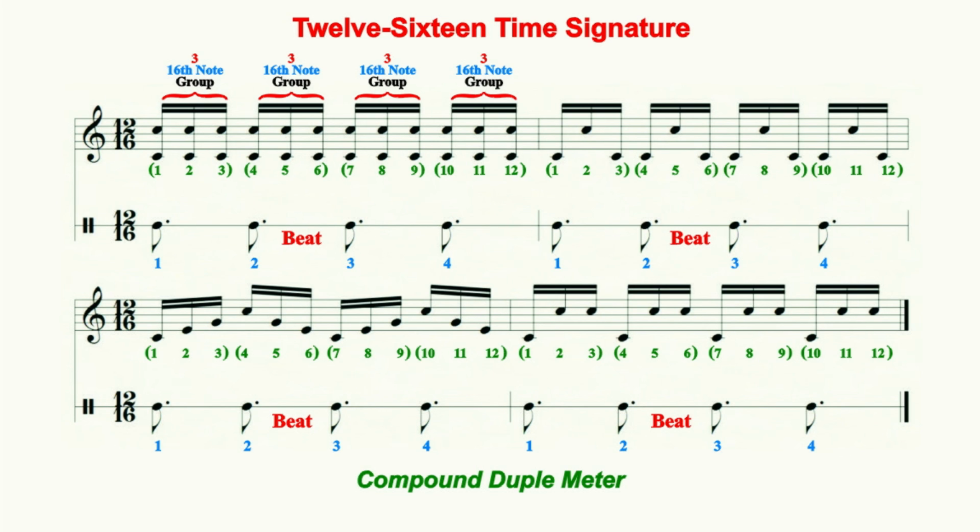Again, because the 12 is divisible by 3, we know that we are dealing with a compound meter. Since there are 4 beats to a measure, we call this a compound quadruple meter. Performing the illustration, we hear the underlying 4 beats per measure, with each beat being divided into groups of 3.